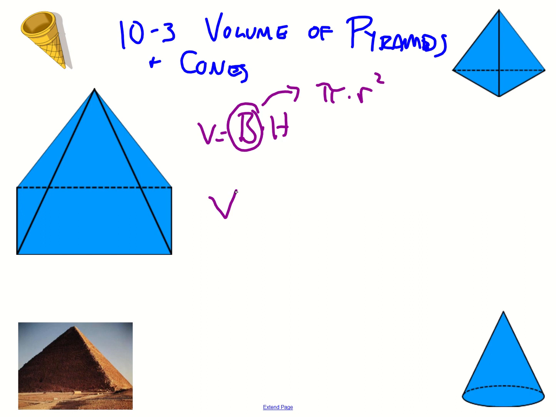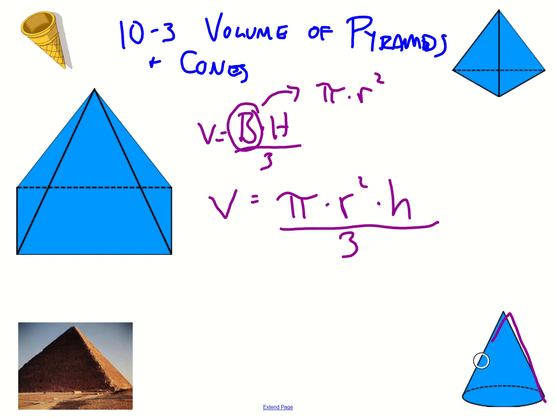So really, my volume equals pi times r squared times height, all divided by 3. Divided by 3 because it comes to a point. And remember, my height starts at the top and goes straight down into the center of my circle. Find the radius, find the height, square the radius, times by the height, times by pi, divided by 3. All the good things get you where you need to go.